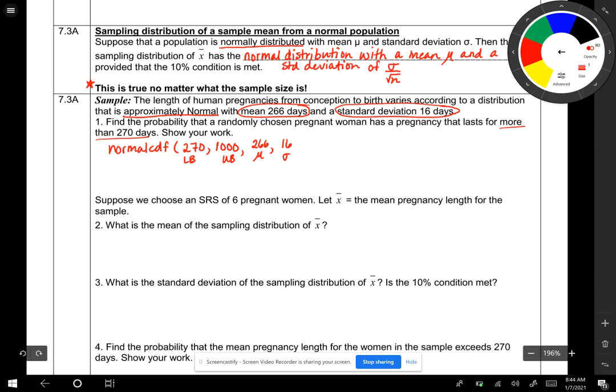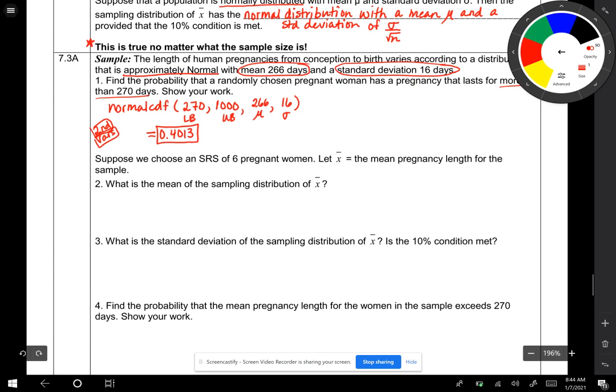And why did I choose 16 instead of using the formula? Because this is not a sample. This is from the population distribution. And so plugging it in, doing our second vars to get normal CDF, I get 0.4013 as my probability.